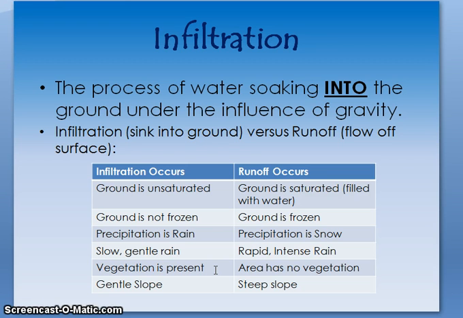Vegetation is going to help infiltration. Areas with no vegetation are going to produce more runoff. And then obviously gentle slope versus steep slope. If you have a steeper slope, that's going to cause that water to not have time to seep in. It's just going to run right off the surface.